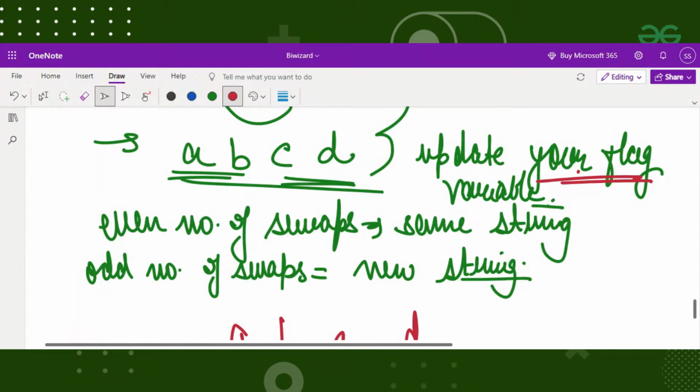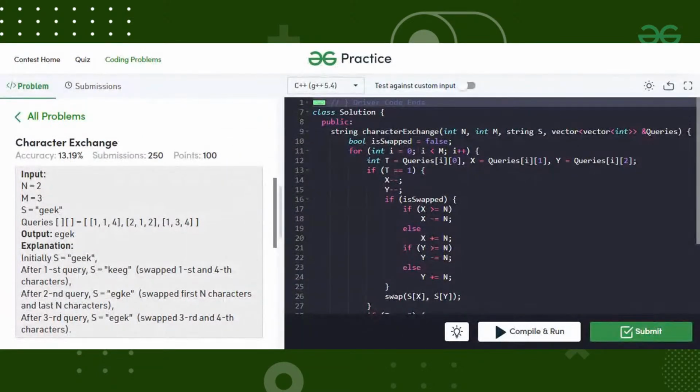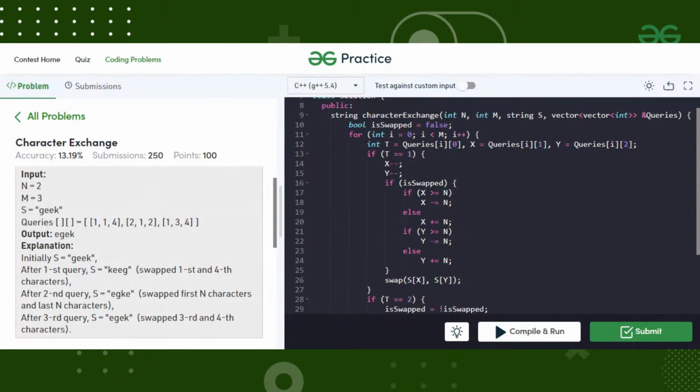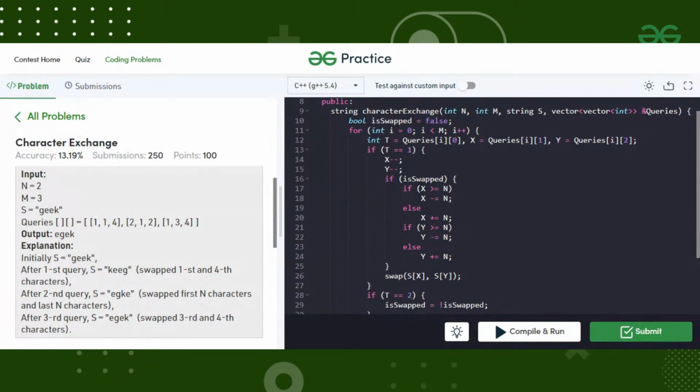And if we talk about the code, you can see initially the isSwapped variable is false. Then we are iterating over all the queries. If the value of t is 1, that is query number 1, we are doing x-- and y--. Why? Because we need to adjust it. As you can see in the query, we are given 1-based indexing, so we need to convert it to 0-based. That's why we are subtracting.